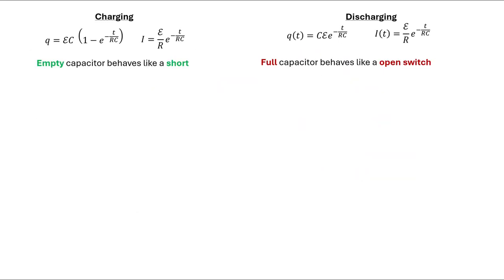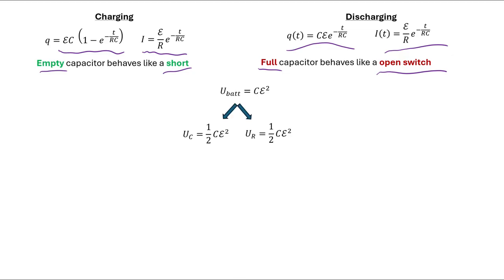Okay, so this is our summary so far, and then we'll do an example. When you charge, the charge increases over time and the current dies off exponentially. When you discharge, they both die off exponentially. And this is important: an empty capacitor behaves like a short. It's as if it was just a wire and it isn't there. A full capacitor allows no current. It is an open switch. The energy from the battery eventually gets evenly shared between the capacitor and the resistor. You lose all that energy, but it doesn't depend on the resistance.